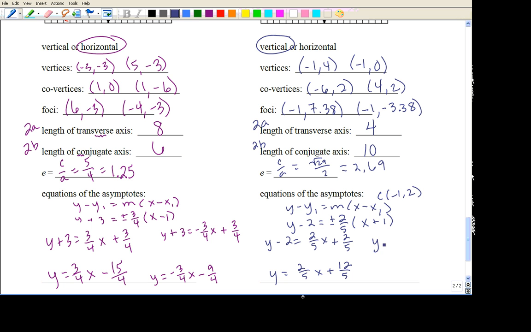And the other one, y minus 2 is -2/5 x minus 2/5, and then take that negative 10/5 and add it over again. So you'll get y is equal to -2/5 x plus 8/5.